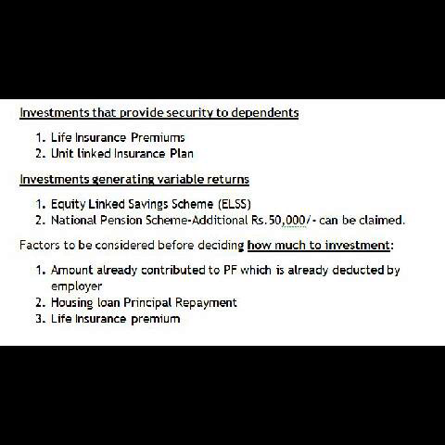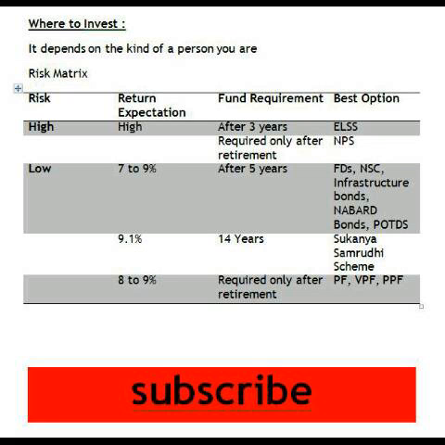Then the important question is where to invest. It depends on the kind of risk and return expectations you have from that investment. If you are a person who likes to take more risk and expects more return, then you can go for ELSS or NPS. Again, here you have to see if I want to withdraw my money within 3 years or after 3 years, then you can go for ELSS. And if you don't want any amount immediately, then you can go for national pension scheme.